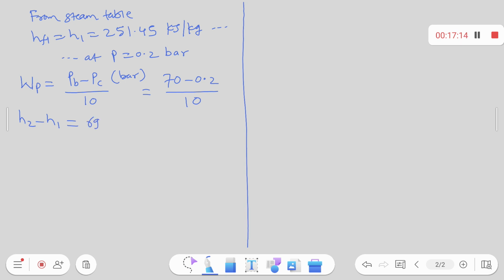H2 minus H1 is equal to 6.98 kilojoule per kg, right? So here H2 is equal to 6.98 plus 251.45. So H2 is how much? Do this addition.